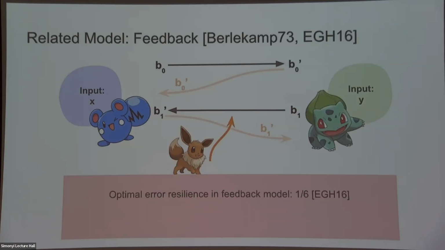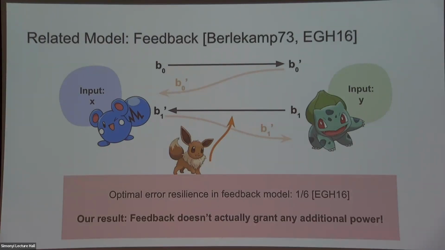It was shown in the work of Efremenko, Gelles, and Haeupler that the optimal error resilience in the feedback model is 1/6. Our result is that we can actually get 1/6 without this feedback channel. It means that this noiseless free feedback doesn't actually grant any additional power in terms of error resilience. I do want to say, though, that even though we don't require this free feedback channel, we will use some of the ideas from feedback in our protocol. Instead of having the free feedback sent magically, we'll incorporate it into the communication that's going on.